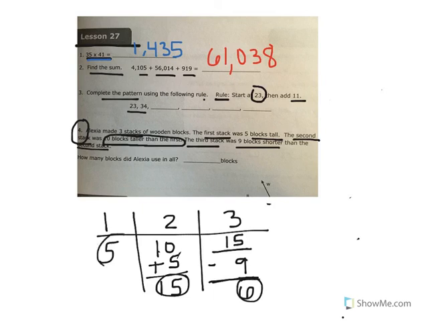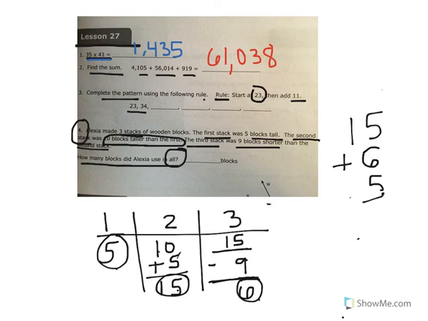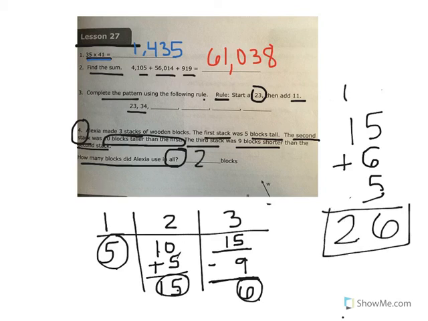Now I have my totals for each stack. First stack is 5, second stack is 15, third stack is 6. Now let's see what the question is. How many blocks did Alexa use in all? In all, those are special keywords that mean total. So they want us to add 15 plus 6 plus 5. 5 plus 5 is 10, plus 6 is 16. 1 plus 1 is 2. So she used 26 blocks in all.